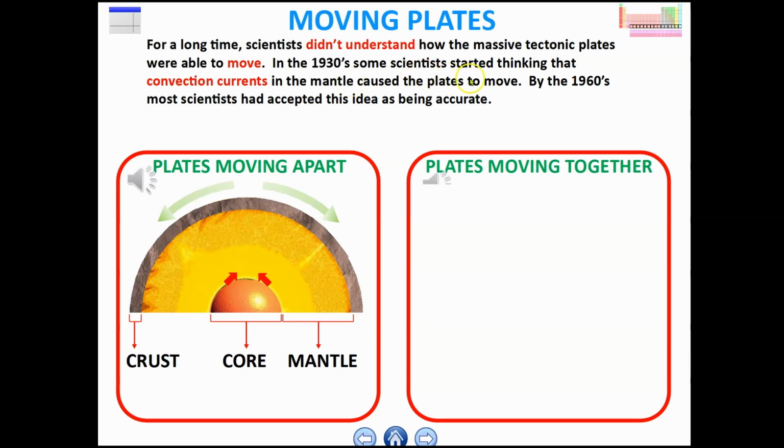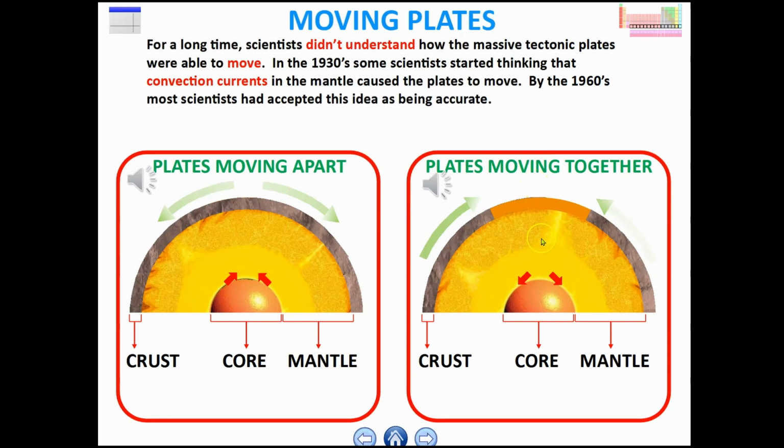In the 1930s, some scientists started thinking that convection currents in the mantle caused the plates to move. By the 1960s, most scientists had accepted this idea as being accurate. Plates can either move apart from each other, move towards each other, or move alongside each other.